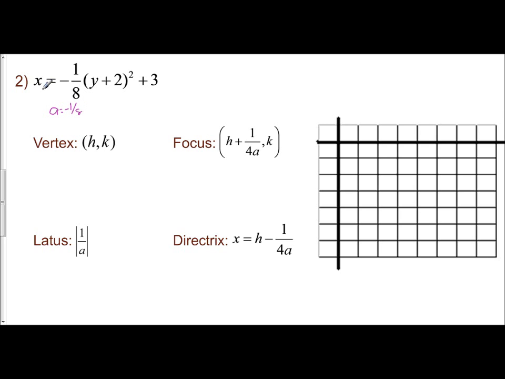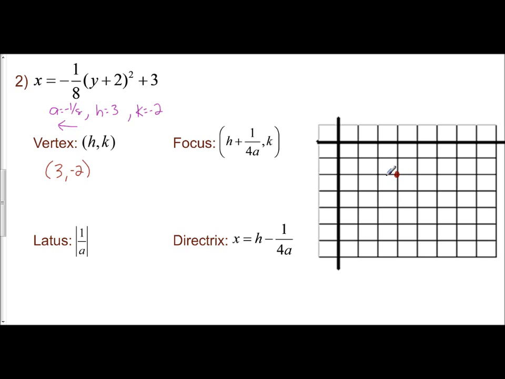That tells me since it's a horizontal parabola, it's going to be opening to the left. Whatever's attached to my y, I have as my k value. So here k is -2, h is +3. So the coordinate of the vertex is (h, k), so (3, -2). I'm going to plot that first, (3, -2). Here is where my vertex is for the horizontal parabola.